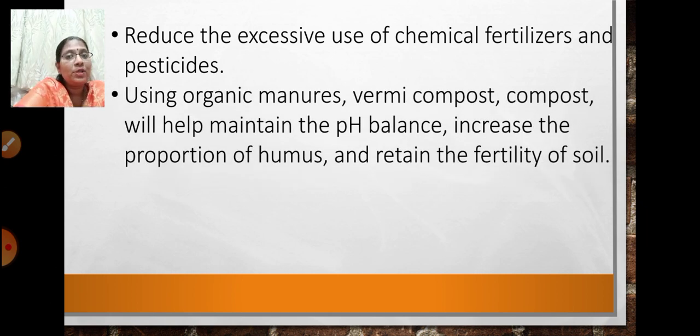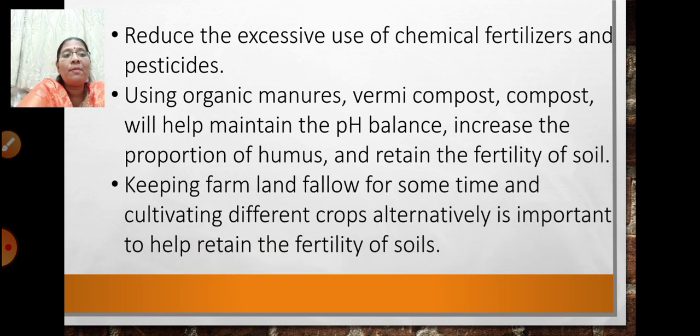Using organic manures, vermicompost, compost will help maintain the pH balance, also increase the proportion of humus and retain the fertility of soil. So rather than using chemical fertilizers, if you use organic manures, vermicompost, compost, it will help in maintaining the pH balance, which is most important for your crops, for the soil fertility. Also the proportion of humus will increase, and it will help in retaining the fertility of the soil. If the soil is fertile, your crop will come out very good. You'll have a good quality crop.